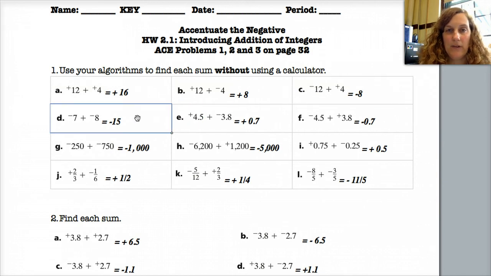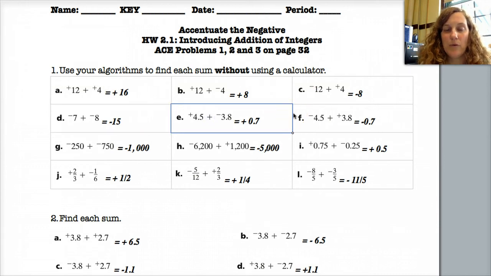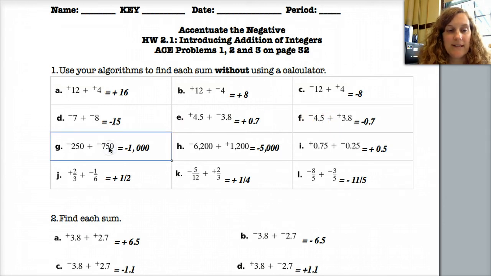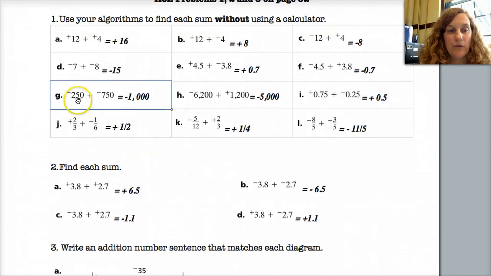Negative 7 plus negative 8, they're both the same sign, so you just add them and take the sign. 7 and 8 is 15, you get a negative 15. Positive 4.5 plus a negative 3.8, opposite signs, so you subtract and take the sign of the larger, positive 7 tenths. Negative 4 and 5 tenths plus a positive 3 and 8 tenths, opposite signs, so you subtract the smaller from the larger, 4.5 minus 3.8, take the sign of the larger, negative 0.7, 7 tenths. Negative 250 plus a negative 750, same sign, add them and take the sign, negative 1,000.